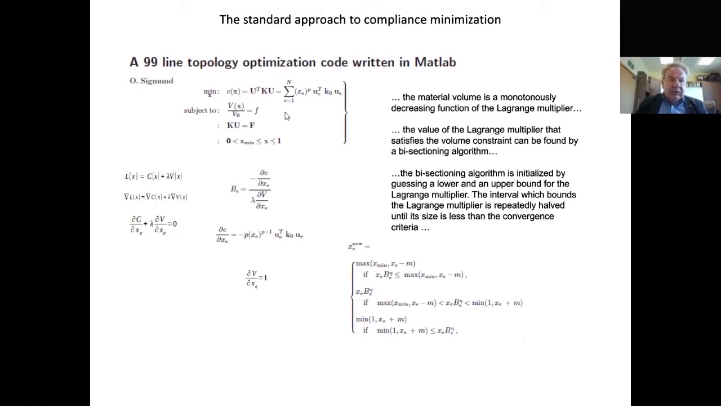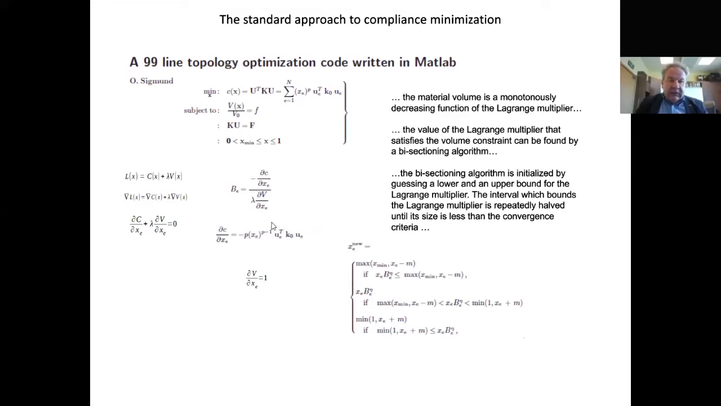So first of all, we want to minimize the compliance, and then we immediately go to finite element methods. So instead of the functional, we obtain the sum of energies included in the elements, and then we go to some heuristic scheme for updating the values of the density of the finite element material.